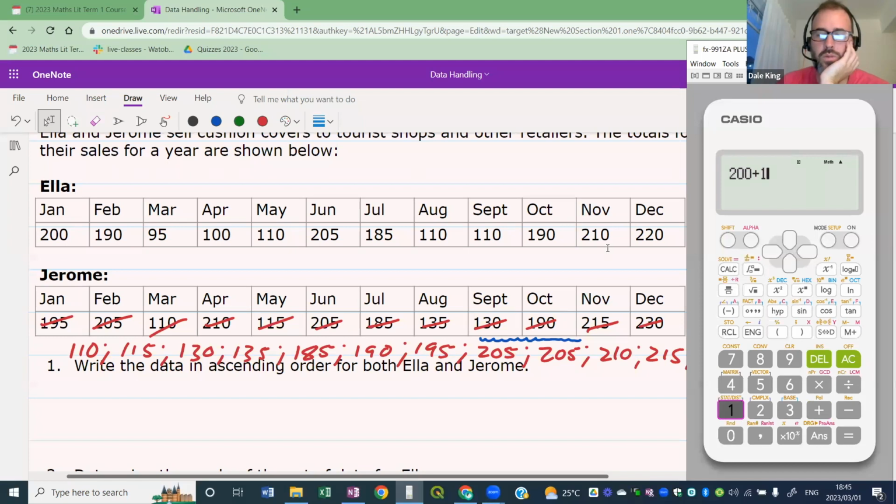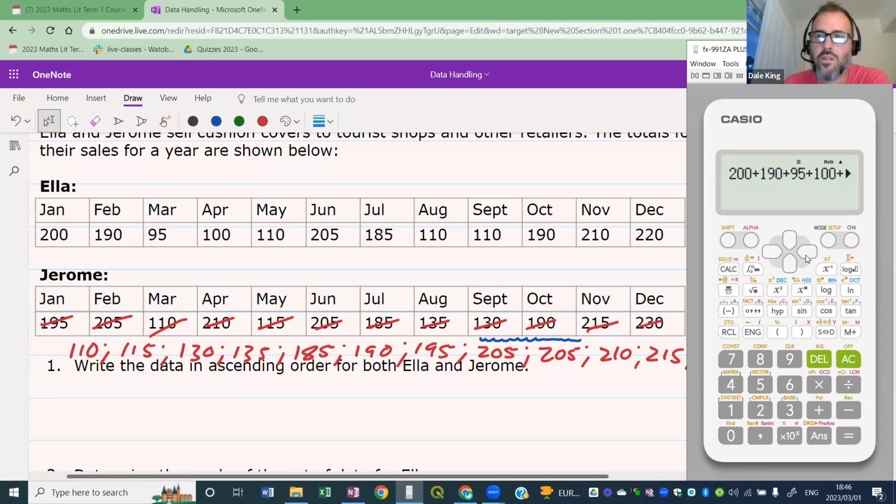So 200 plus 190. I'm doing Ella as one. 200 plus 190 plus 95 plus 100 plus 110 plus 205 plus 185 plus 110 plus 110 plus 190 plus 210 plus 220. I get 1925 as the sum. Ayabonga, yes, tell me what you see. For the first 110, you didn't add it into the calculation. Let's check if you misplaced it.